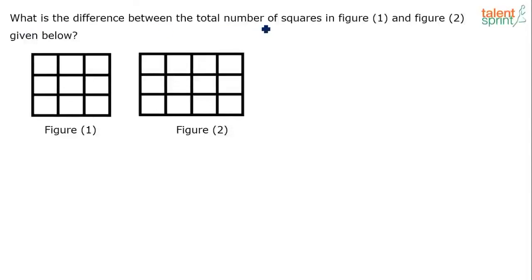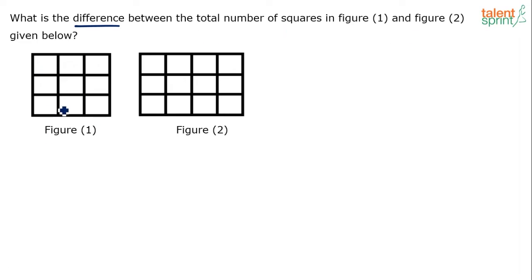What is the difference between total number of squares in figure 1 and figure 2 given below? There are two figures given to us. Figure 1 is a 3 by 3 matrix. Figure 2 is a 3 by 4 matrix, right? 3 rows and 4 columns. We are asked to find the difference between total number of squares in figure 1 and figure 2.